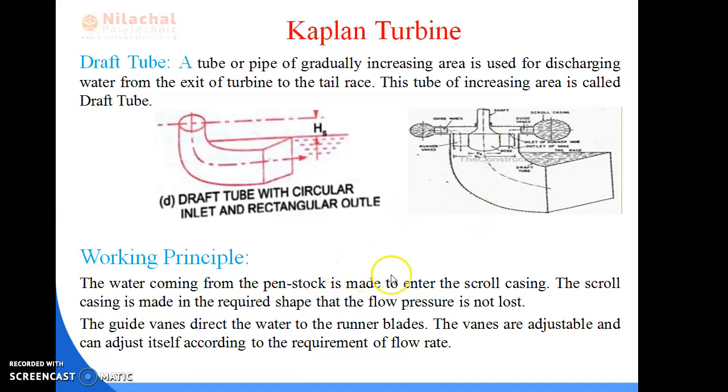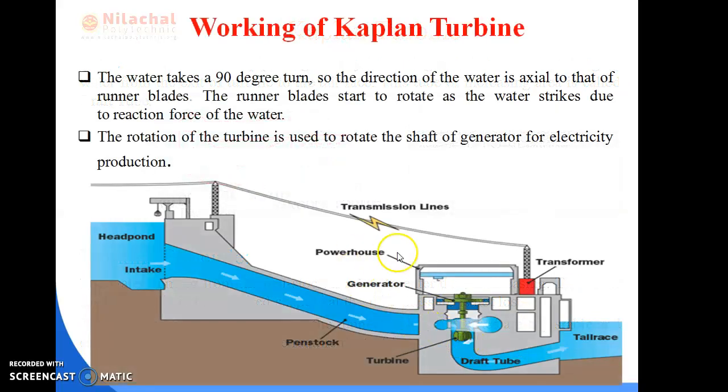Now from the working principle point of view, the water comes from the penstock and enters the scroll casing. The scroll casing is made in such a way that the pressure of flow is not lost. The guide vanes are adjustable and can adjust to the required flow rate. So this is the working of a Kaplan turbine. This is the dam, and the water stored in the dam enters the penstock. These arrow marks show the water entering the casing.